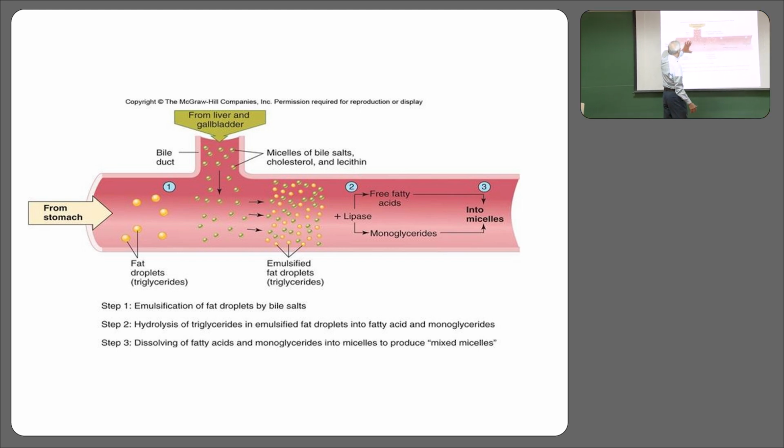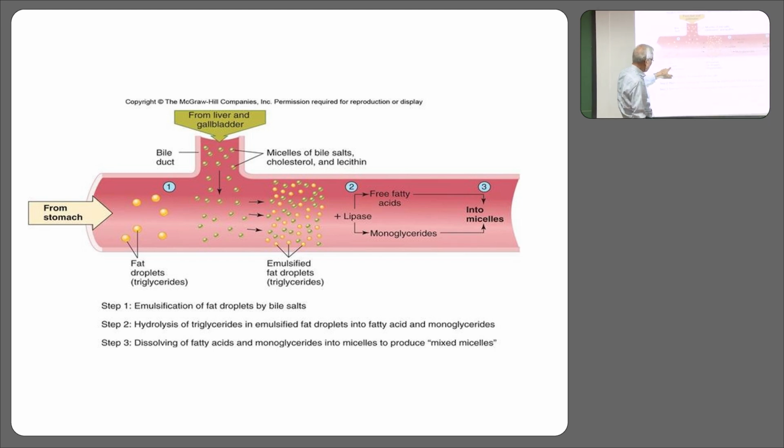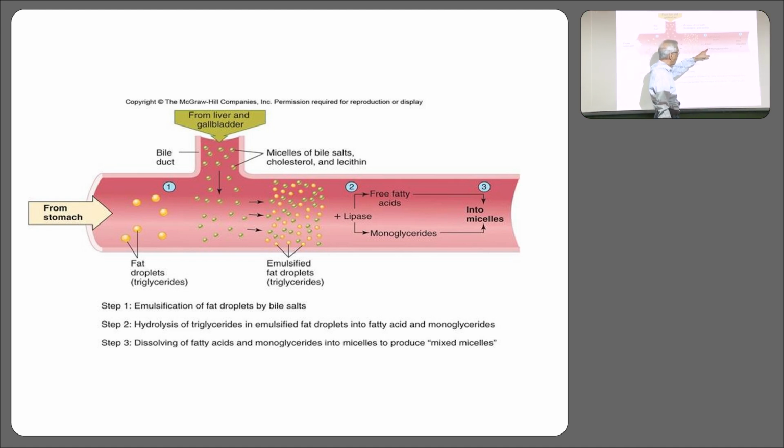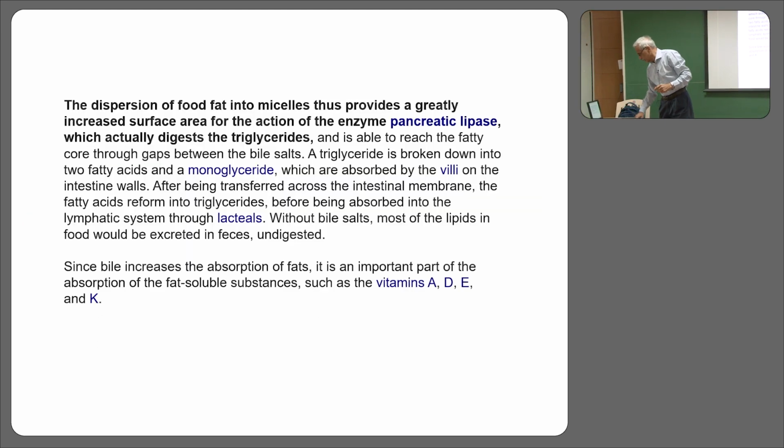So here we have a part of the intestine from the stomach. These large circles are what? Fat droplets. In what form are they? Triglycerides. From the bile duct you are having the bile salts. The bile salts combine, the lipase is introduced there, and then you get the micelles which will play an important role in the absorption.